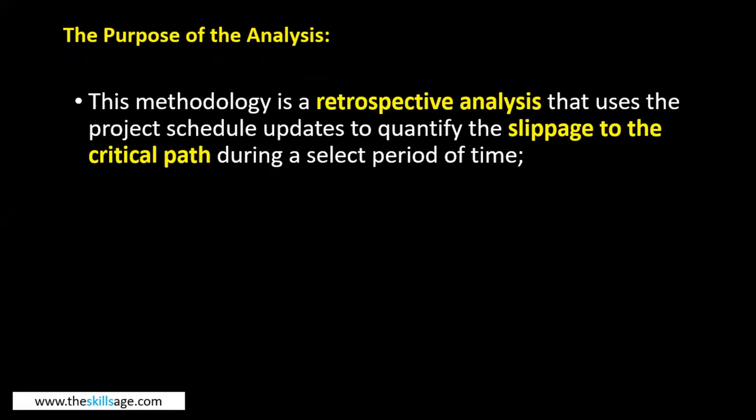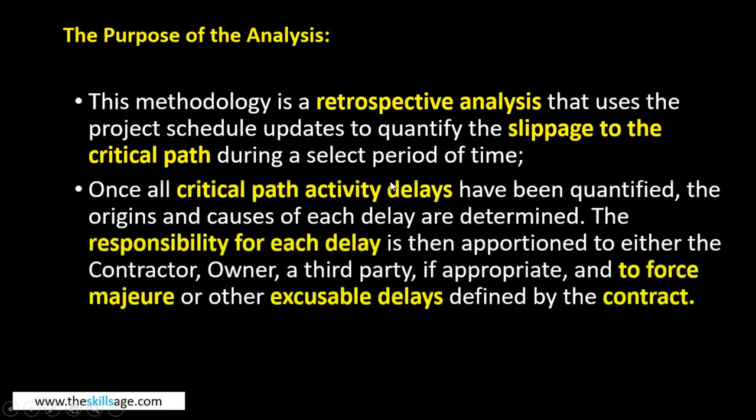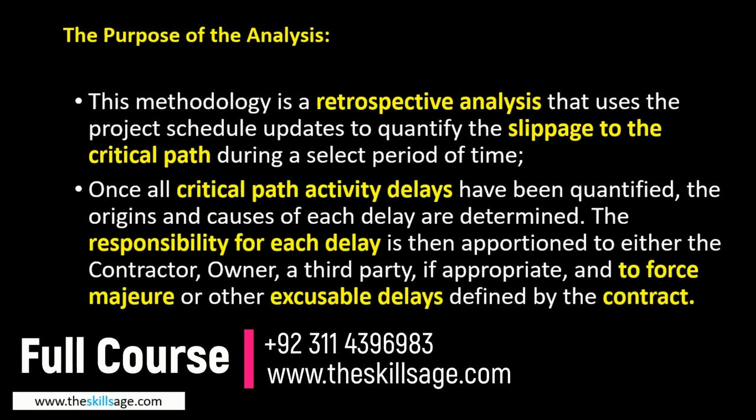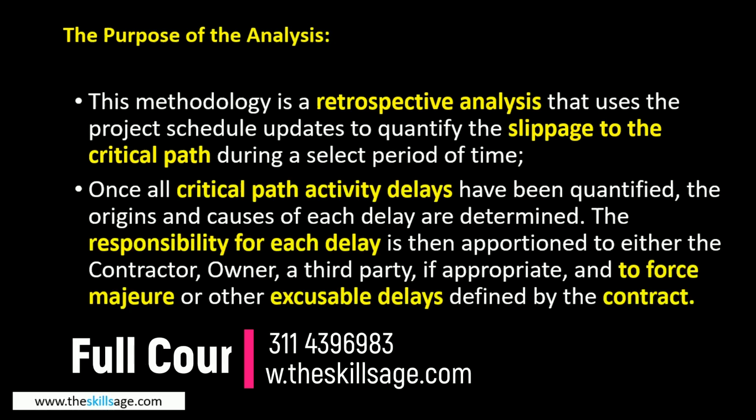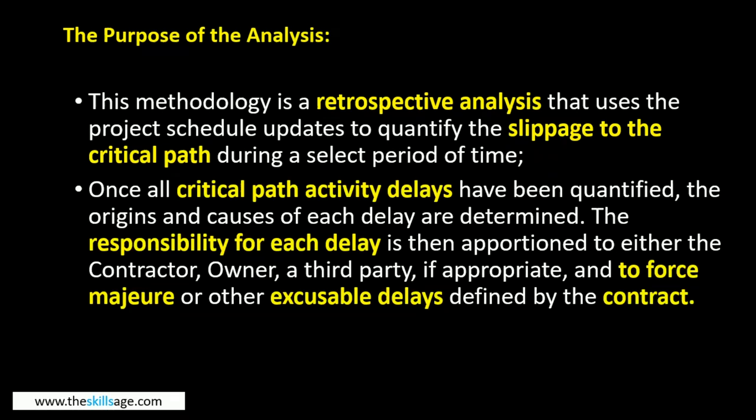Some of the previous methodologies are prospective, forward looking, but this one is retrospective, backward looking, collecting your data and then predicting your project completion. It uses the project schedule updates to quantify the slippage to the critical path during a select period of time. Once all critical path activity delays have been quantified, the origins and causes of each delay are determined. The responsibility for each delay is then apportioned to either the contractor, owner, a third party, if appropriate, and to force majeure or other excusable delays defined by the contractor.